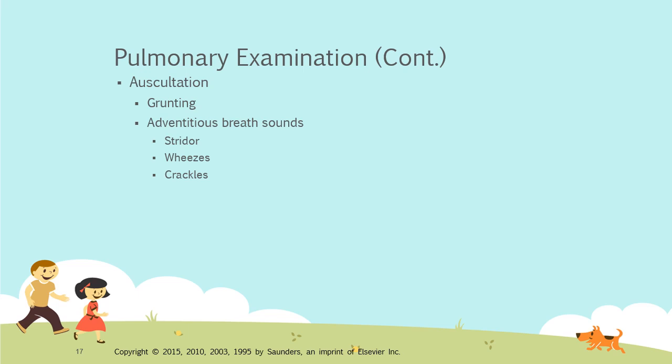To distinguish stridor from wheezing, the examiner should place the head of the stethoscope over the neck area. If the sound is louder over the neck than over the chest, then it is most likely the result of stridor rather than wheezing.